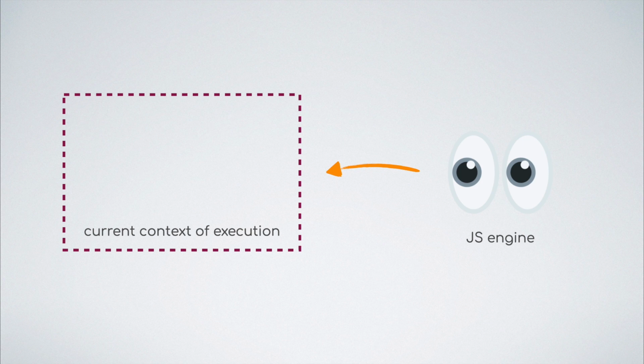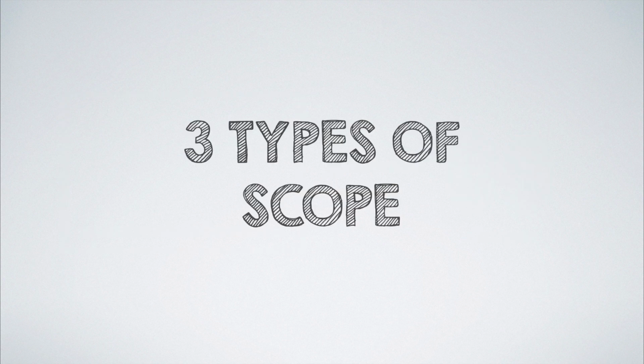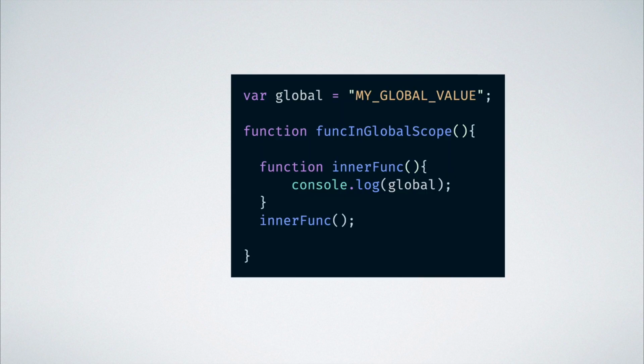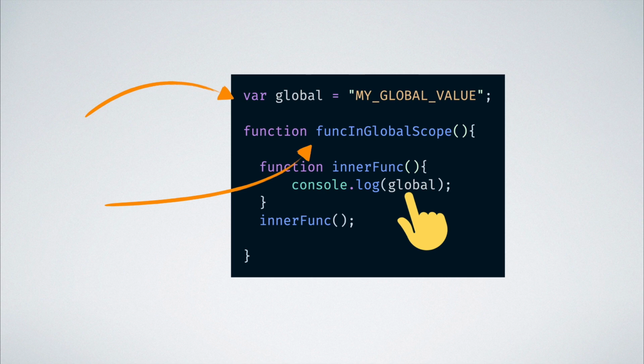There are mainly three types of scopes that we come across in our day-to-day use of the language. Let's look at them one by one. The first one is the global scope. Whenever we place any piece of code that is not inside of any function, it is said to be in the global scope by default. Here's an example. In this code snippet, this variable global and this function are both in the global scope. What this means is that we can access their values from anywhere inside of the code and we'll be able to do that successfully. For instance, notice the inner function that is defined inside of the function in global scope. We are able to easily access the value of global inside of it too.